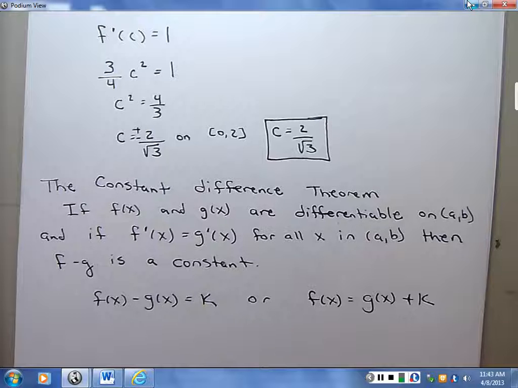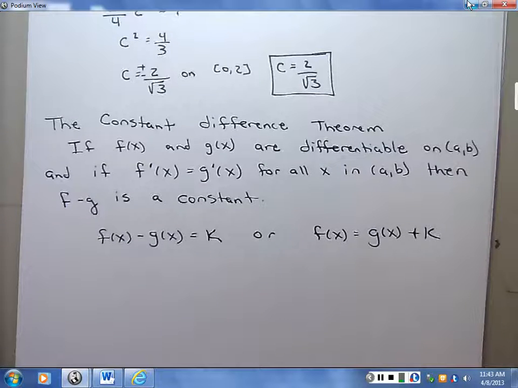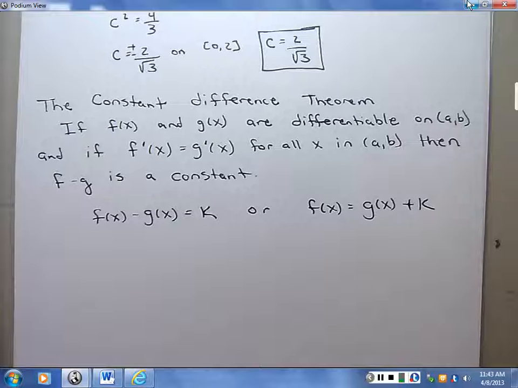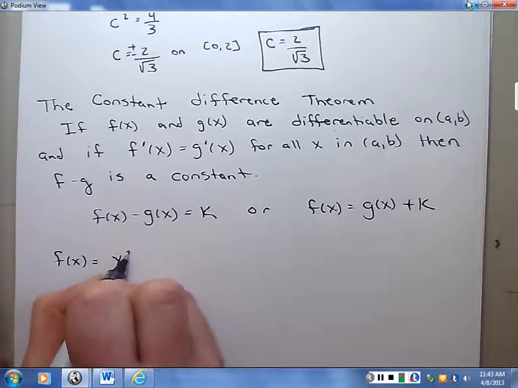The constant difference theorem here is going to come up again in Chapter 5 when we talk about going from the derivative to the original function, right? So let's look at an example here. Let's say x squared plus 2.